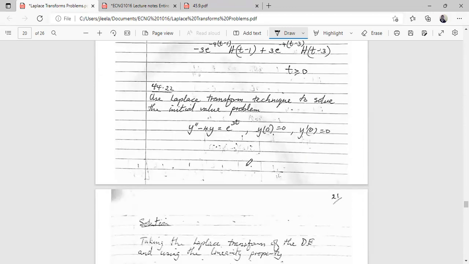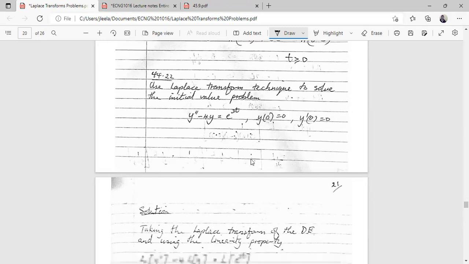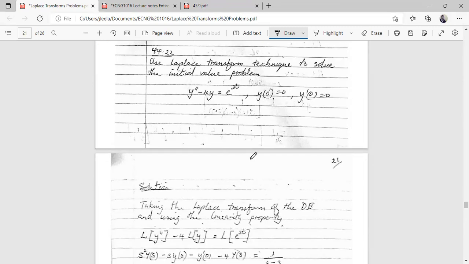Use the Laplace transform technique to solve the initial value problem. So we have another one here. This one doesn't involve a Heaviside function, or a piecewise function rather, that you will have to write as a combination of Heaviside functions. So this one here is a second order differential equation, the initial values here, y(0) is 0 and y prime(0) is 0.